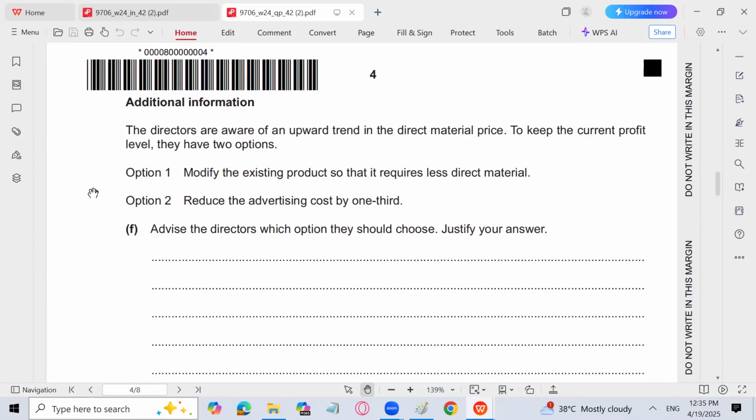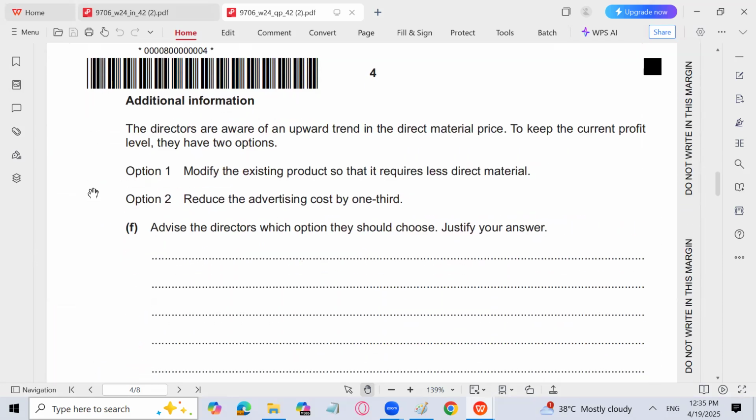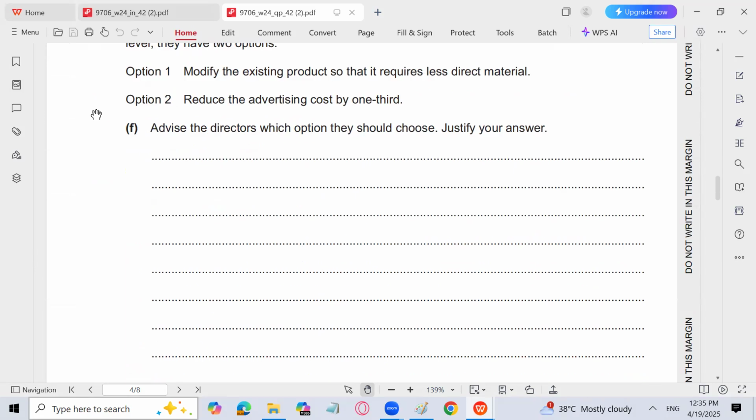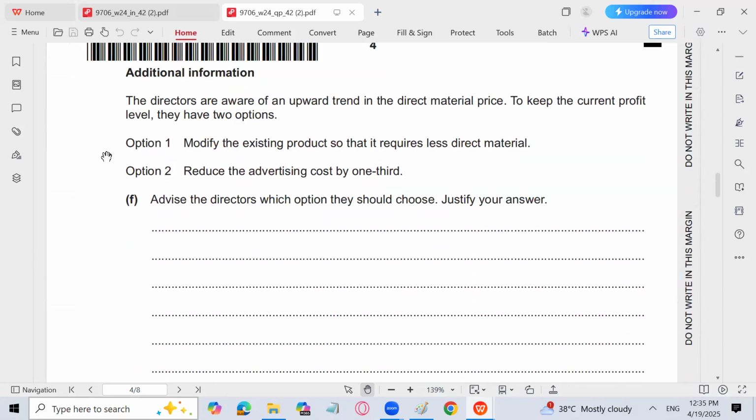marks. The directors are aware of an upward trend in the direct material price. To keep the current profit level, they have two options. Obviously, the material usage variance is good, but the problem is that the material price is getting higher, and our total direct material variance is currently favorable. So they have two options: modify the existing product so that it requires less direct material, or reduce the advertising cost by 1/3. Right? To advise the director which option they should choose, justify your answer. And that is the 7 marks question.